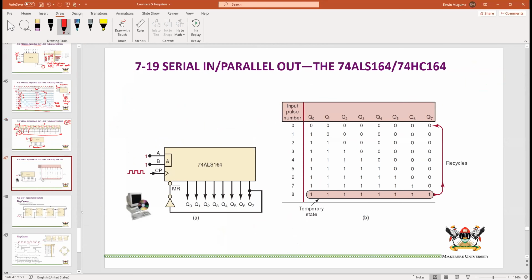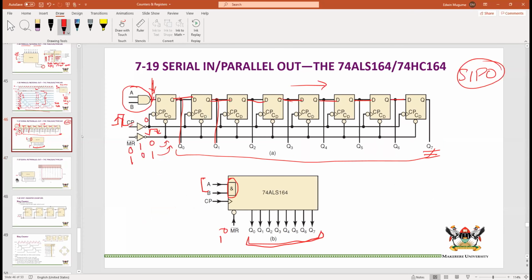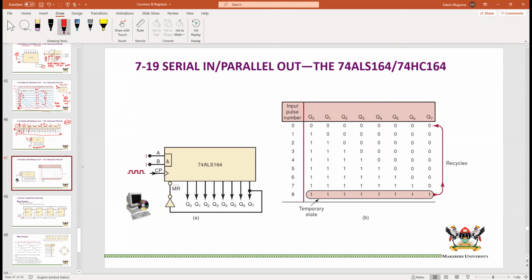Now, here we see an interesting interconnection. First of all, A and A are kept high, meaning that if this is high, that will be high, so as we shift, we are making everything high. We need to remember that. The other thing is that the output at Q7, when it comes out, goes into the master reset.